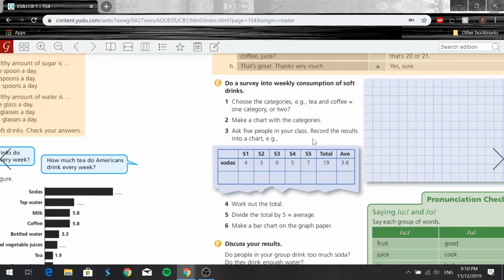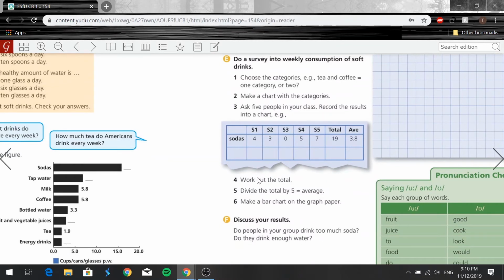How many cans, bottles, it depends, and then record the results into a chart. Okay, work out the total. Get the total and divide the total by 5, which gives you the average number, and then make the bar chart or complete the bar chart on the graph paper itself.